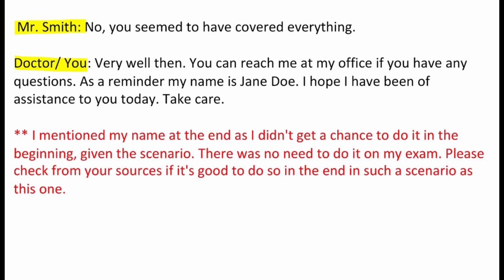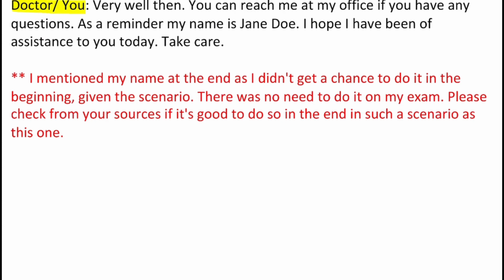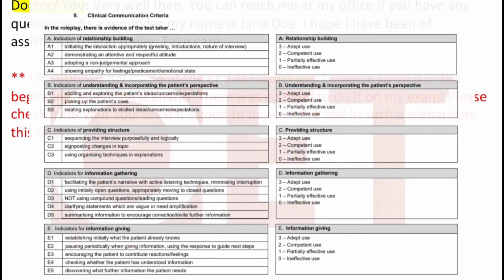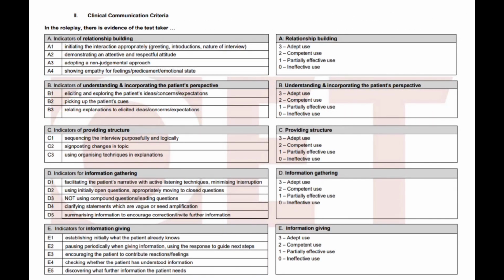If you've noticed, I mentioned my name at the end as I did not get a chance to do it in the beginning. There was no need to do it on my exam, so please check from your sources if it is appropriate to do so in the end given such a scenario. I have put a picture of how OET Speaking is scored so that you can verify the codes I mentioned on the screen. This pic is taken from the OET website.